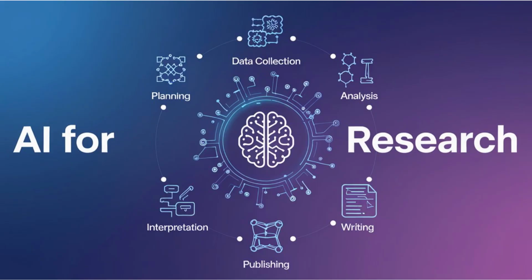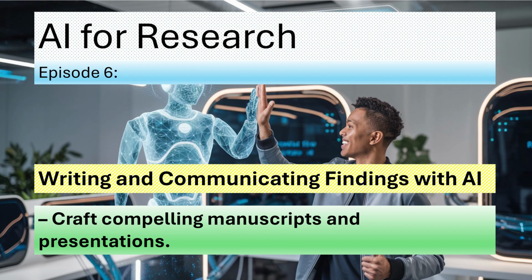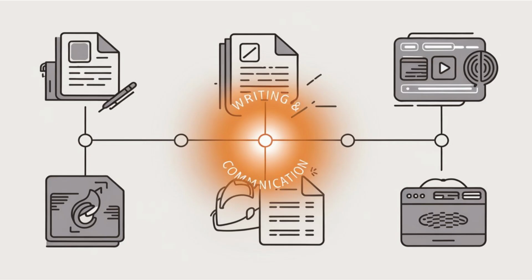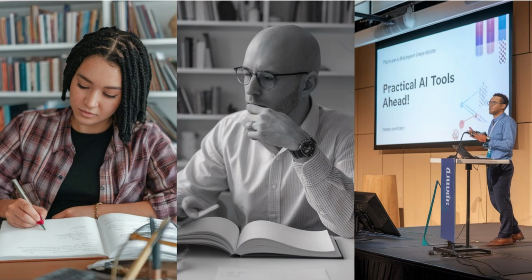This video is part of our special series, AI for Research, where we walk through how AI can assist at every stage of your research journey. In this 6th episode, we'll be focusing on writing and communicating findings with AI, a crucial step where your research transforms into impact. Whether you are preparing a thesis, drafting a research paper, or presenting your results to a wider audience, this episode is packed with practical insights and tools.